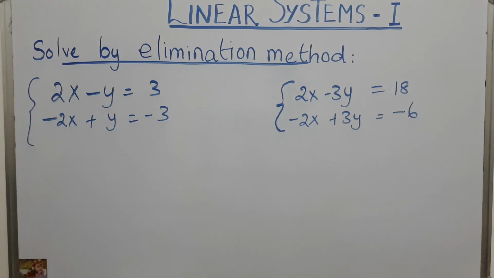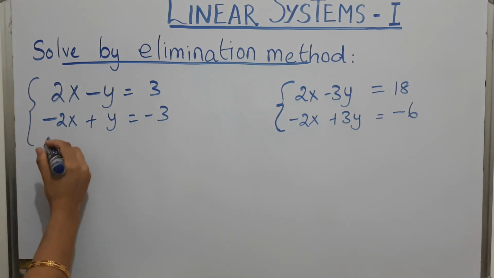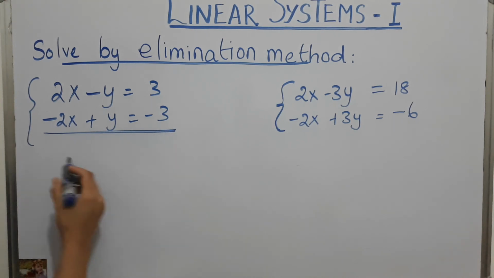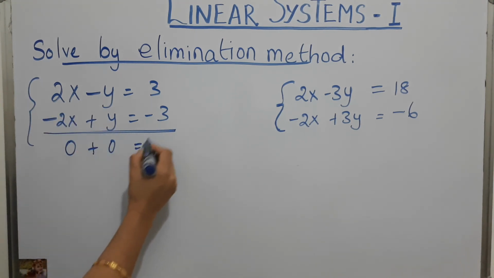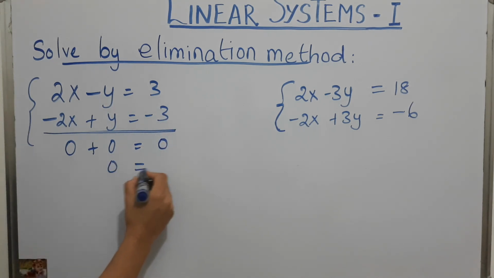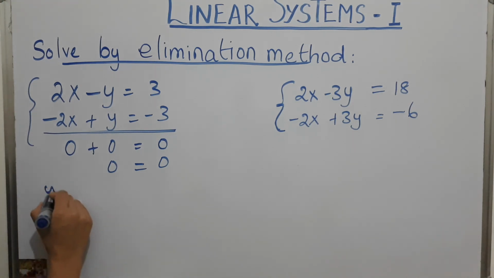Now we can see two more examples for the elimination method. See here, both variables can be eliminated because they are having the same coefficient and also opposite sign. So when you add these two equations, you will get 0 and this is also 0. That is equal to 3 minus 3, which will also be equal to 0. So you are having 0 equals 0. So if it is the case, then you can say it has an infinite number of solutions.